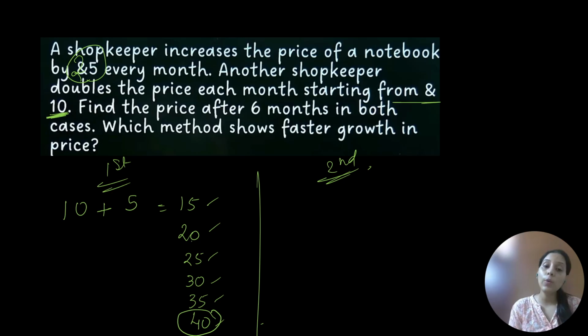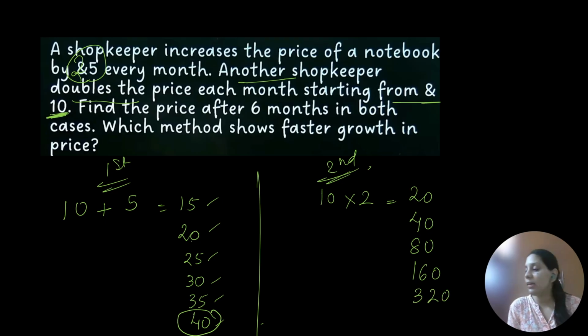But here what happens, it doubles the price. Another shopkeeper is doubling the price. So it starts with 10, double the price 20. 20 ka double second month 40. 40 is double 80. 80 ka double 160. Then 320. 1 2 3 4 5 and then 640.